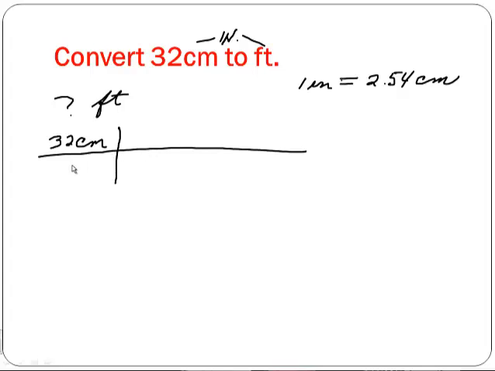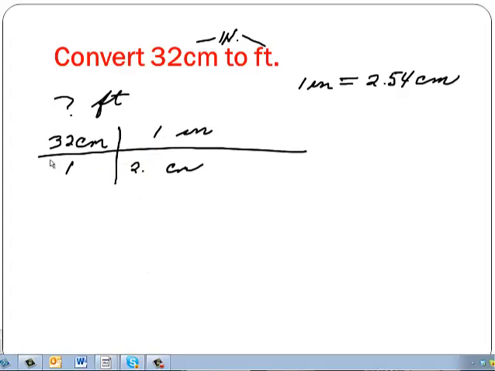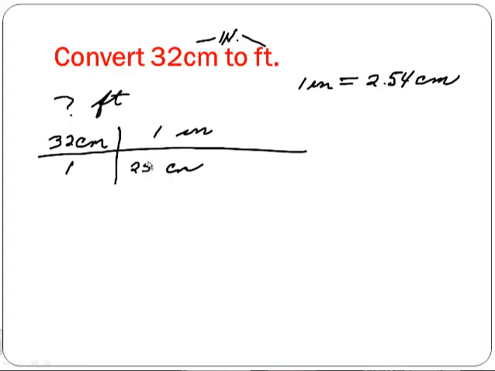So I'm going to draw my railroad tracks. I can put a 1 down here, and I'm going to put centimeters over here and inches here, because that's the conversion that I know. And then I'm going to put my numbers. 1 inch equals 2.54 centimeters. That's a point right there. Don't forget that. Okay. And centimeters will cancel out. Centimeters will cancel out, but I'm still at inches, not what I want. I want feet.